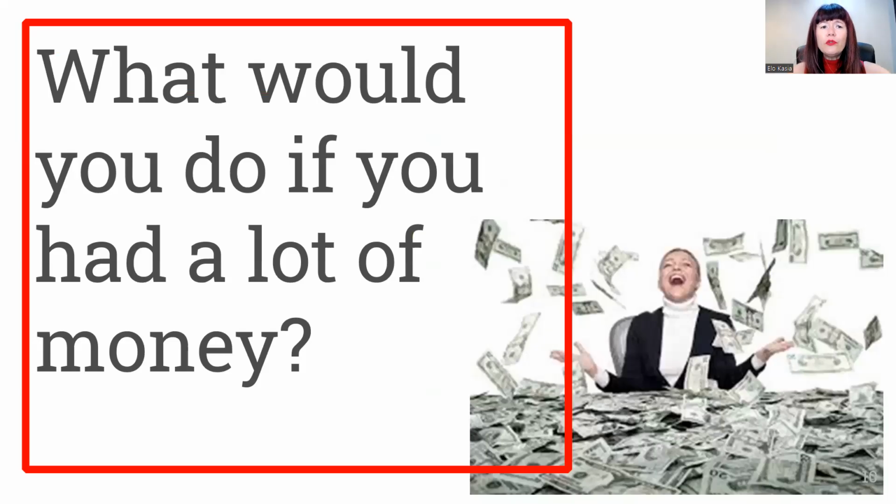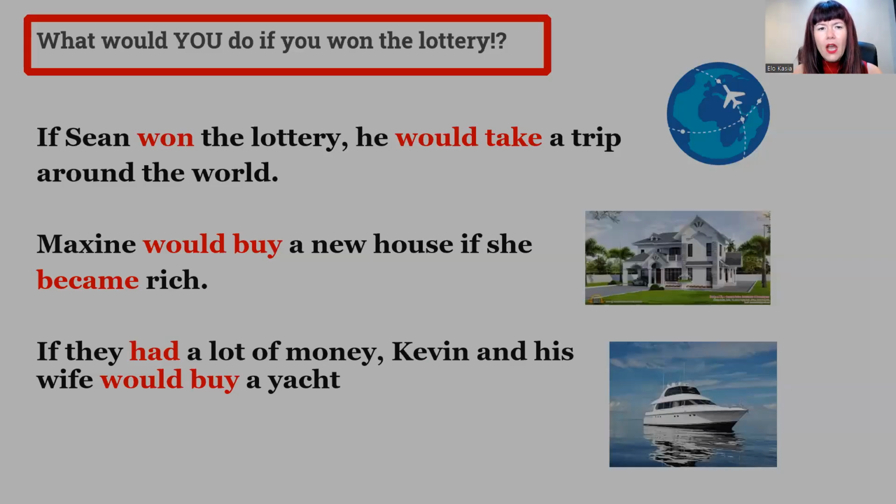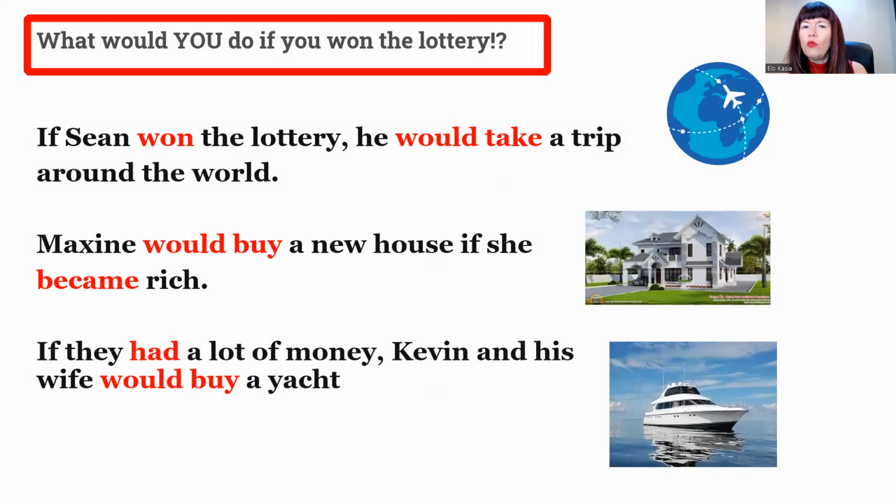Now, what would you do if you had a lot of money? What would you do if you won the lottery? Have a look at these sentences. If Sean won the lottery, he would take a trip around the world. Maxine would buy a new house if she became rich. If they had a lot of money, Kevin and his wife would buy a yacht.